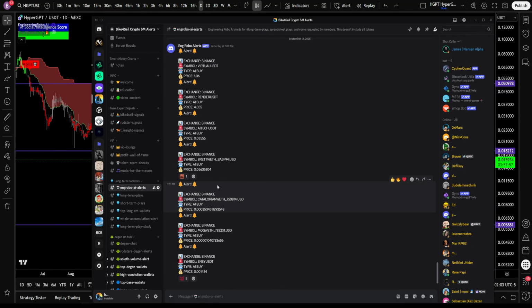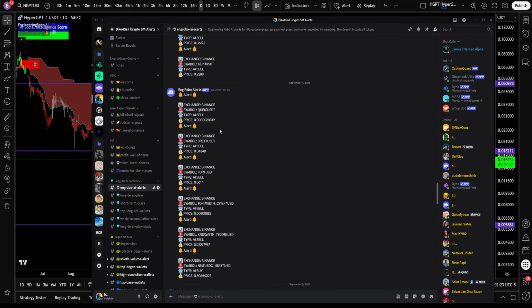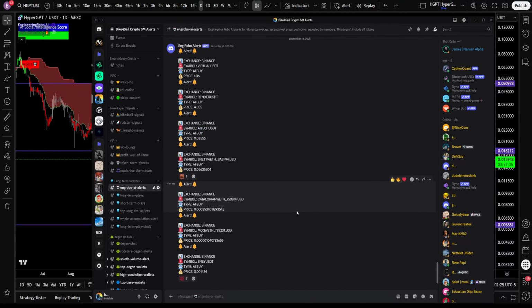So I do have right here, in the description below, you're going to see two links. You're going to see one for our Discord, and you're going to see one for the 7-day free trial for Engineering Robo. In our Discord here, if you don't want to have to chart any of this yourself on TradingView, and you just want to do spot plays, we do have a channel that has all of these buy signals, sell signals. You can see here where I'm scrolling up where it had sell signals before. So we track on a daily chart basis buy and sell signals for each of these tokens so that it makes it easier for you.